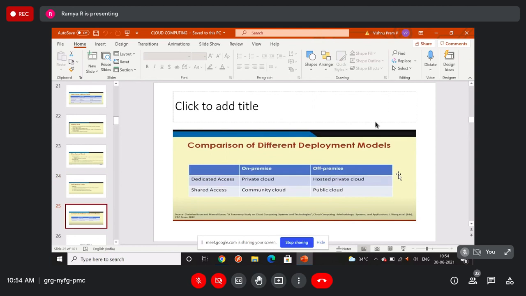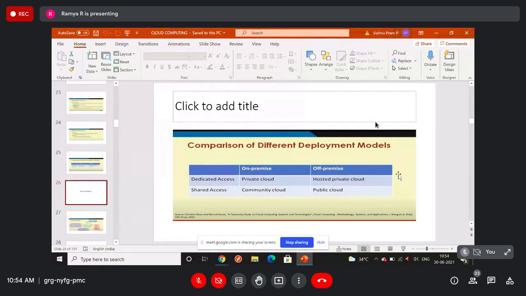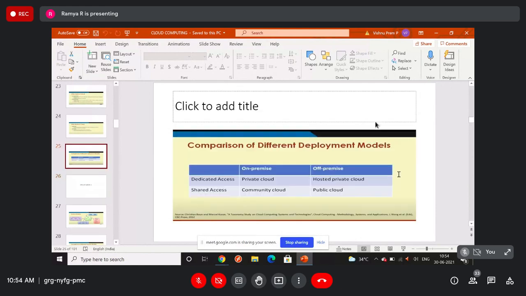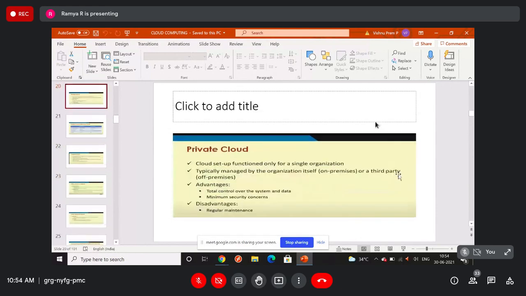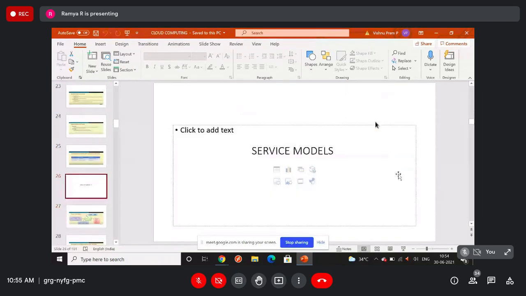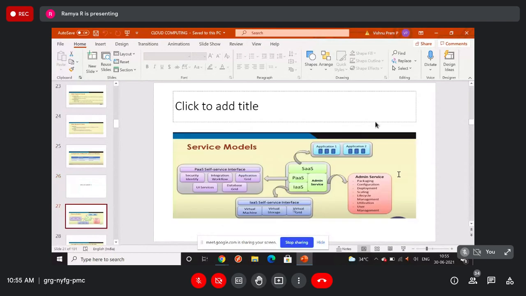And this is a comparison of different deployment models. Private cloud on premises has dedicated access, and there is an off-premises hosted private cloud. On premises there is a community cloud, and off premises the public cloud. So before, we completed the different types of cloud and what cloud is, everything we discussed, right? Now we are going to look at the service models in more detail.